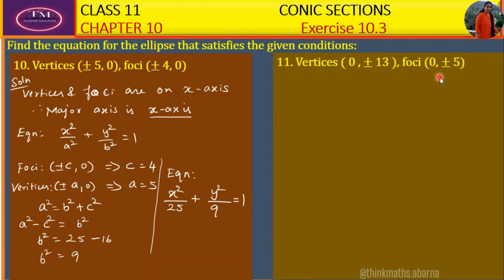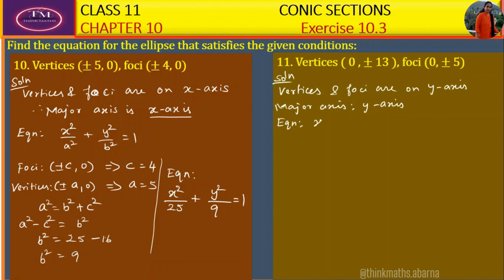Here the vertices and foci are on the y-axis. Their major axis is the y-axis. So let us start the solution. Vertices and foci are on the y-axis. That means the major axis is the y-axis. Therefore, the equation will be x square by b square. Who is the major axis? Y. So, y square will have the denominator a square equal to 1.